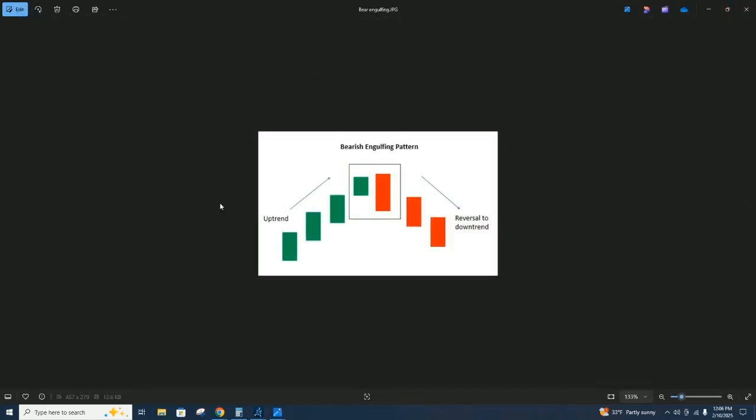And again, showing the example of the uptrend, you see the bearish engulfing candle, 80 to 90% of the time it will lead to a reversal lower. So again, very important to know that. All right, so that's the engulfing candles.